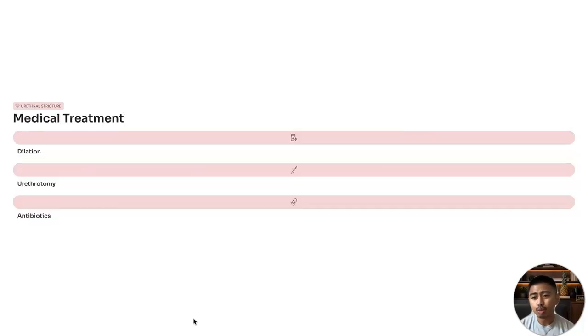Now, to treat this, we can use dilation procedures where you can go in using a cystoscopy and essentially dilate the urethra. A urethrotomy can be used to cut an opening in the urethral stricture itself to allow for a smoother flow of urine and help relieve any kind of obstruction. And of course, if the stricture is caused by a bacterial infection, we can use antibiotics to help treat it. These antibiotics can help the inflammation go down and hopefully treat any kind of obstruction that's there.